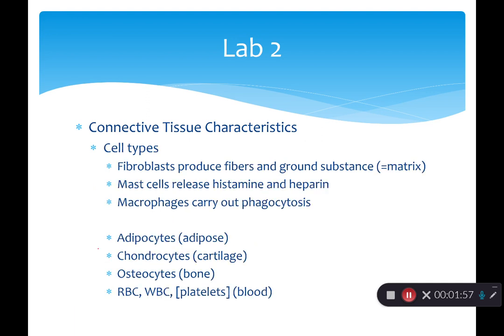Cell types in connective tissues. Well, now we've got fibroblasts, and a cell that ends in blast typically is a cell that produces something. So it produces the matrix. Fibroblasts produce fibers in the ground substance. Then we have mast cells, which release histamine and heparin. And histamine and heparin together cause inflammation, which is a way to fight off potential infection or illness.